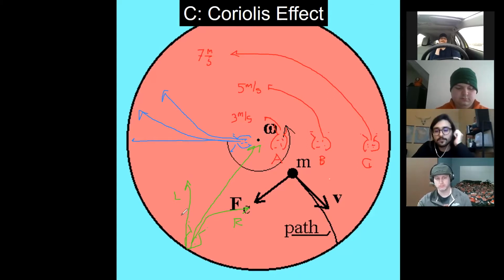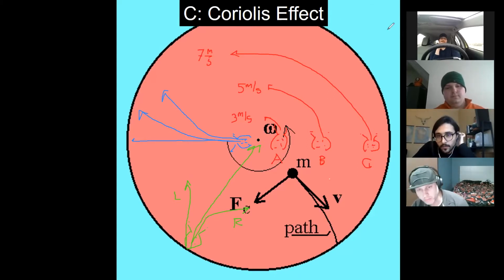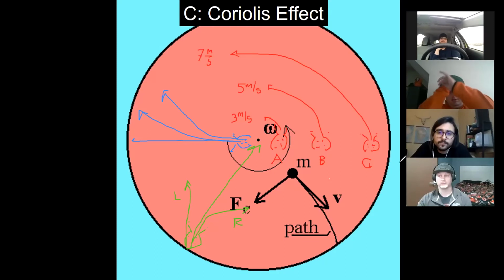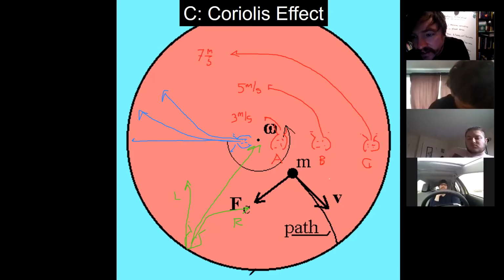Will the green ladybug deflect up and to the right or up and to the left as she walks from the outer edge to the inner edge? To the right. Jake, walk us through that one. You are correct. Why is it to the right? Use the velocities here. Use the velocities to explain.